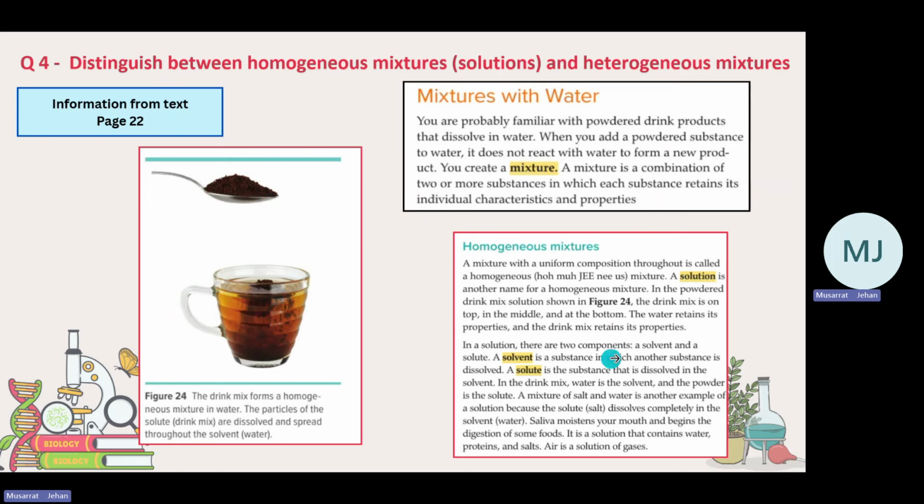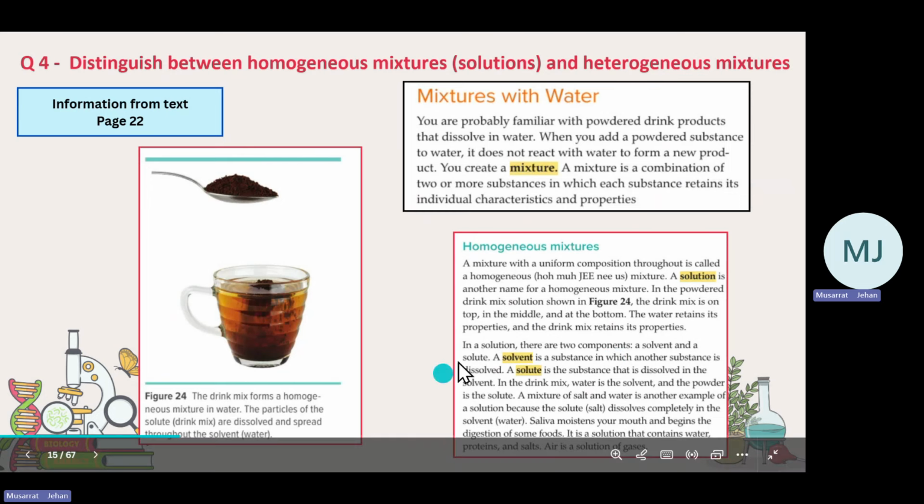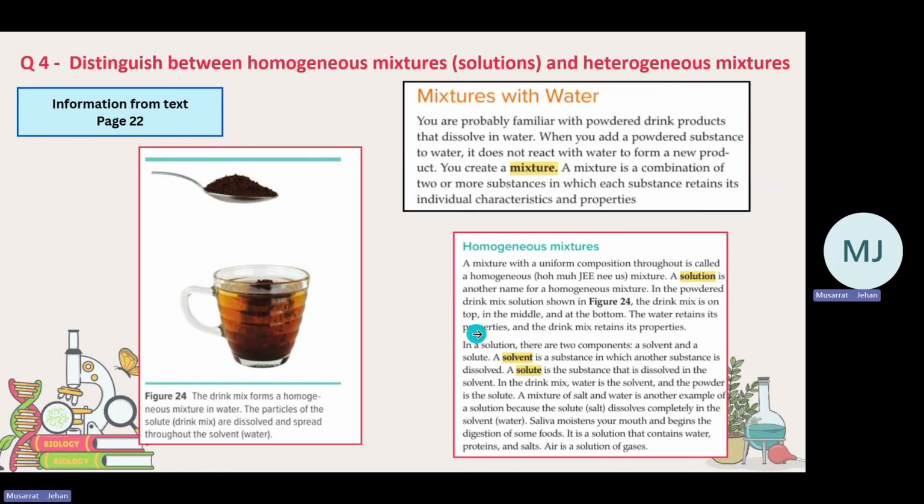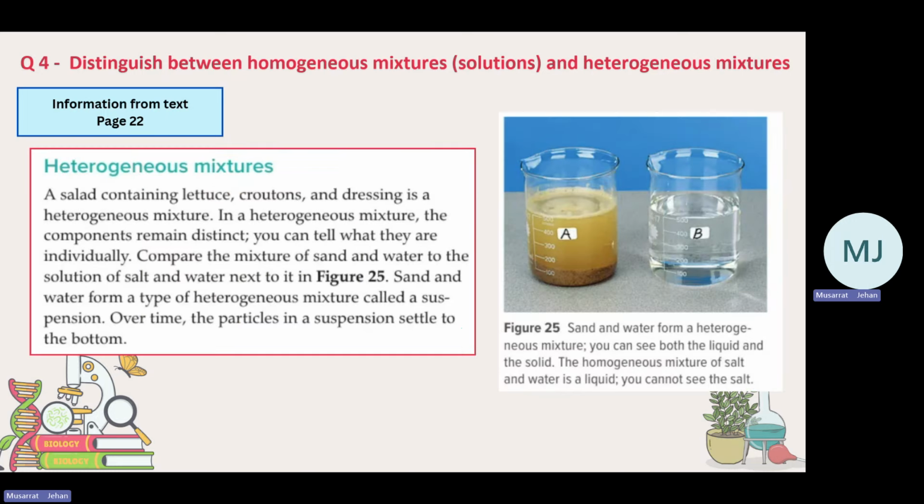In a solution, there are two components, a solvent and a solute. A solvent is a substance in which another substance is dissolved. A solute is a substance that is dissolved. For example, sugar and water or salt and water. If you mix salt and water, water is the solvent and salt is the solute because it is dissolving in water. In our mouth, we have saliva. This saliva is a solution of water, protein, salts, etc. Air is a solution of gases. It has a mixture of so many gases. So you should know what solvent and solute are.